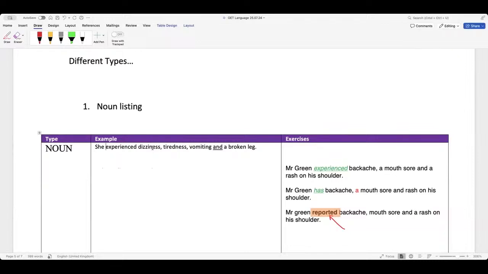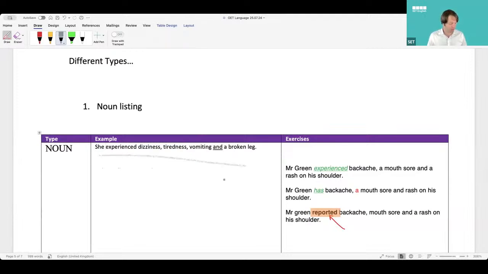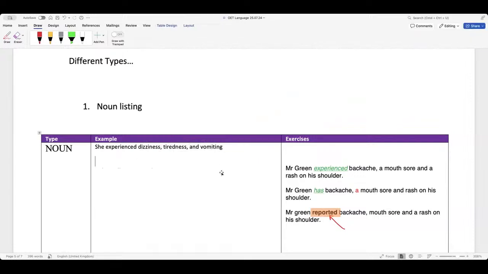Yes. So Manju, can you say hello? Tara, can you say hello? Okay. Tara, where are the nouns in this sentence? Tiredness, vomiting, dizziness, broken leg. Yeah. So let's make this more simple. Let's just have three, okay? Does everyone agree that these are all nouns? Yes.